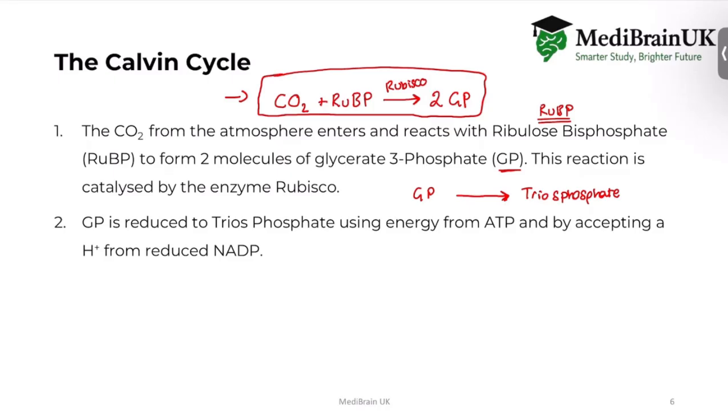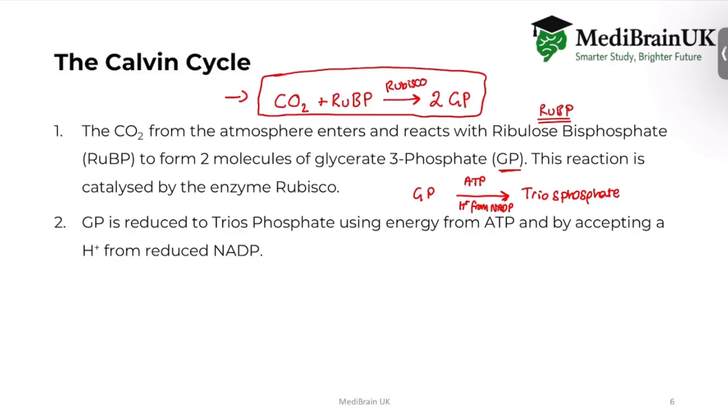So GP is reduced into triose phosphate. How is it reduced? ATP is used. And what else? You've got the H plus from NADP. So the NADP fulfills its role here. It gives the hydrogen to GP to reduce it into triose phosphate.